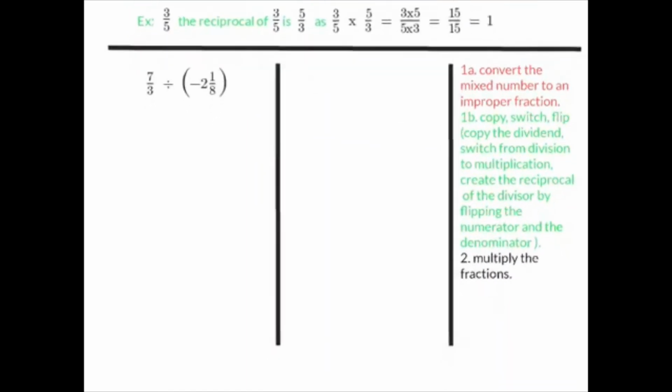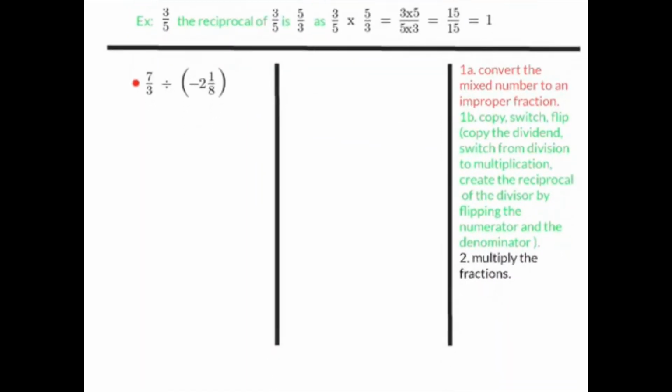In our example today we have 7/3 divided by -2 1/8. Because I have a mixed number, I'm going to start by converting the mixed number to an improper fraction, and then I'm going to do the process of dividing. I refer to that as copy, switch, and flip. I'm going to copy the dividend, which is the first fraction. I'm going to switch from division to multiplication, and then I'm going to create the reciprocal of the divisor, the second fraction, by flipping the numerator and the denominator like we just saw. And then I can multiply the two fractions together in order to get our new answer.